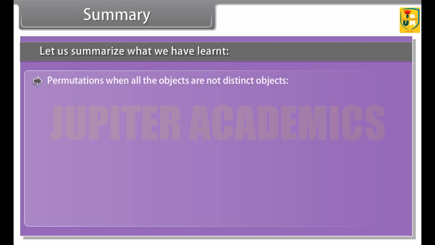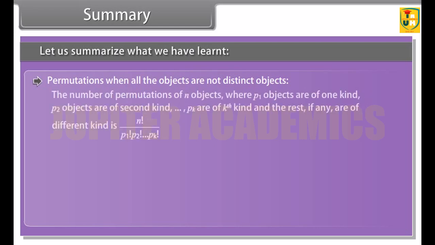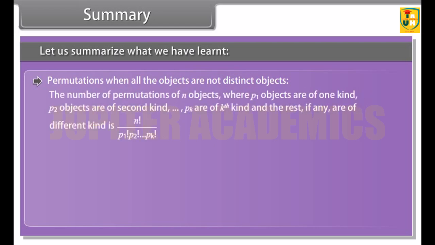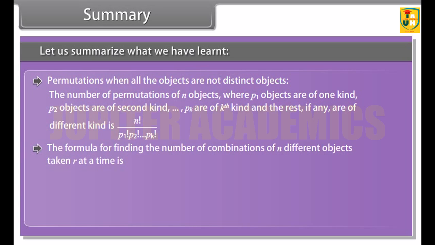Permutations when all the objects are not distinct objects. The number of permutations of n objects where p1 objects are of one kind, p2 objects are of second kind, pk are of the kth kind and the rest, if any, are of different kind is n factorial divided by p1 factorial into p2 factorial up to pk factorial. The formula for finding the number of combinations of n different objects taken r at a time is nCr is equal to n factorial by (n minus r) factorial into r factorial.